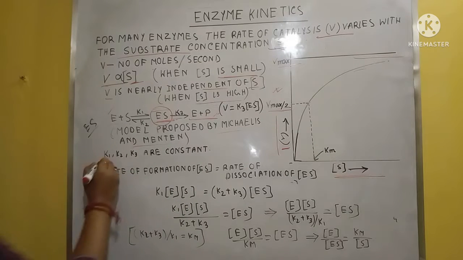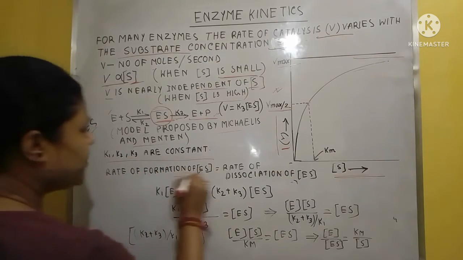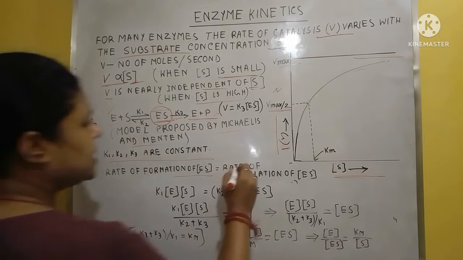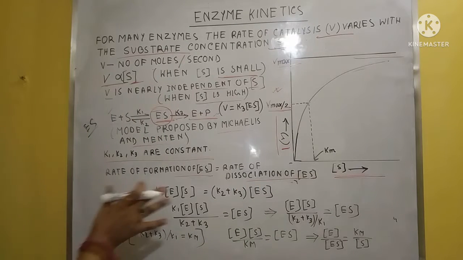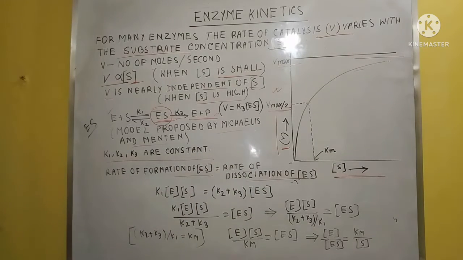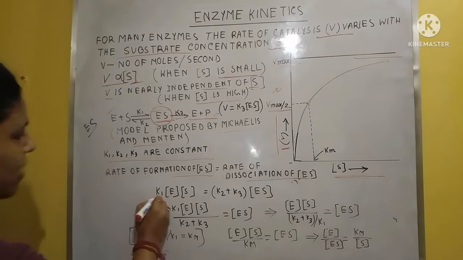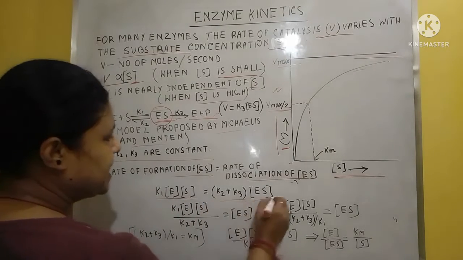Here K1, K2 and K3 are constants. And this is the actual theory: the rate of formation of the ES complex equals the rate of dissociation of the ES complex. Clear? This is the actual principle. So according to this principle, we can say that K1 times E times S equals K2 plus K3 times ES.